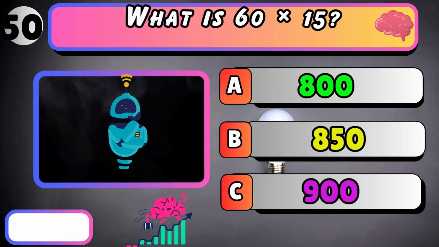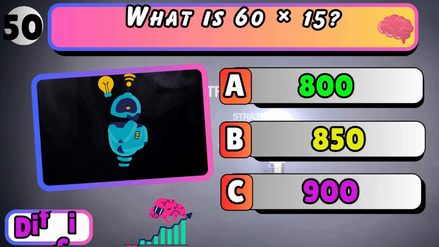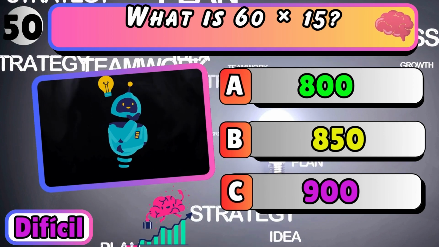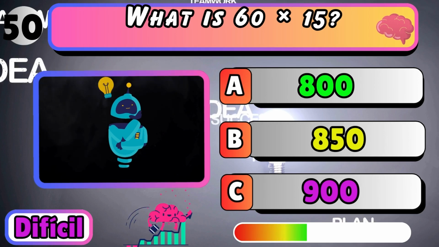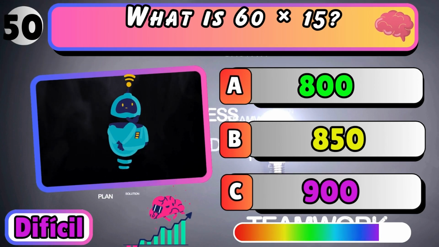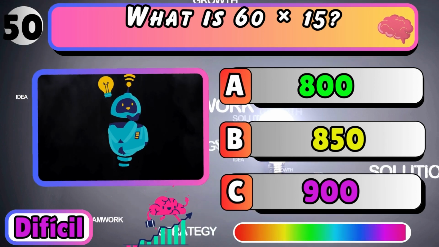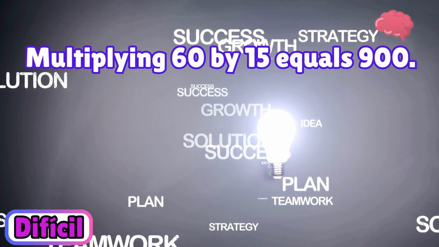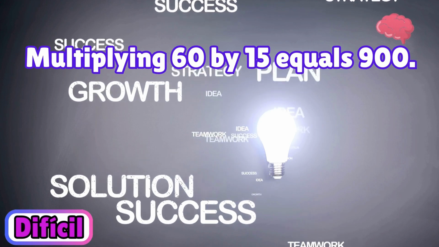What is 60 times 15? 800, 850, or 900? 900. Multiplying 60 by 15 equals 900.